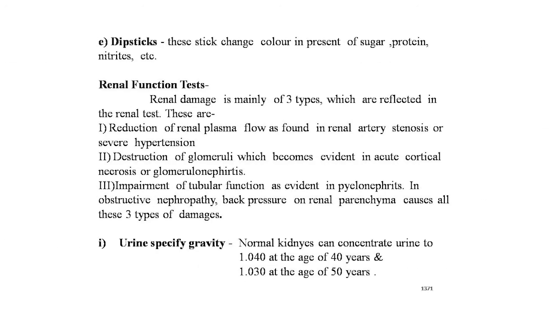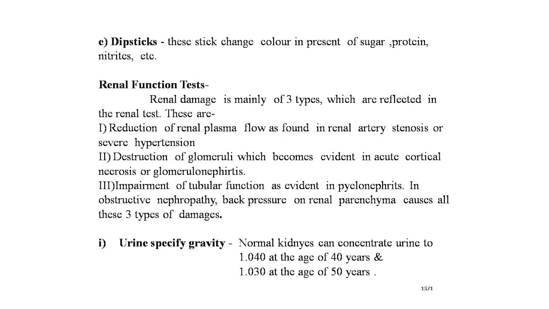Now the next test is the dipsticks. Nowadays various dipsticks, that is multisticks or labsticks impregnated with chemicals, are used; these sticks change color in the presence of sugar, protein, nitrites, etc. If the urine is microscopically clear and negative on dipstick testing, the chance of finding these elements in urine is negligible. Now the next is the renal function test.